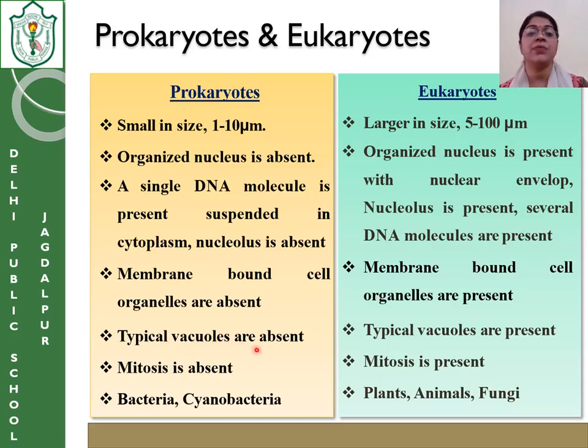Typical vacuoles are absent in prokaryotes, but typical vacuoles are present in eukaryotes. Mitosis cannot be seen in prokaryotes, so the cell divides only by dividing the cytoplasm. Eukaryotes include plant and animal cells, etc. Prokaryotes include bacteria, cyanobacteria, etc. Okay, so you will write down these differences in the notebook. One more thing you can write: prokaryotes have a circular DNA called plasmid, but eukaryotes do not have that type of plasmid.